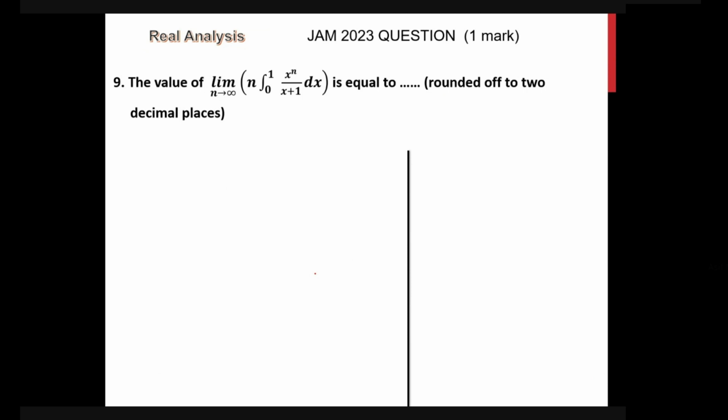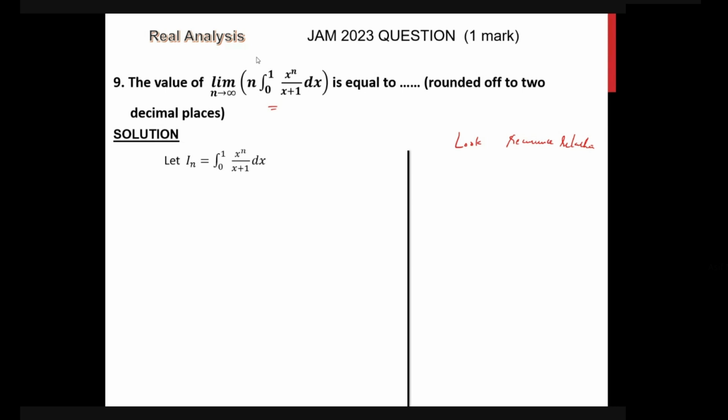Okay, so the 9th question. This is again a simple question in real analysis, but it also takes a lot of time to solve. In most cases, if you have a question to find a limit and there is an n, then you should look for a recurrence relation. Then that might be easy to solve this problem, right?